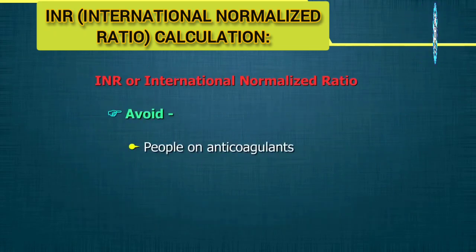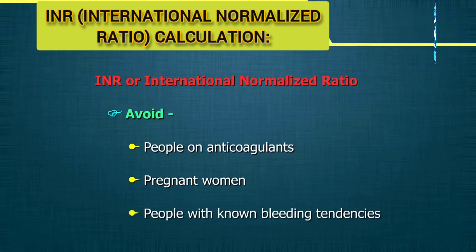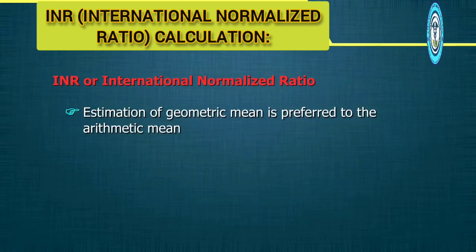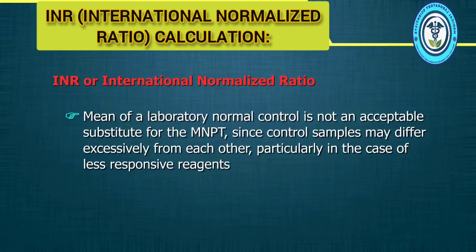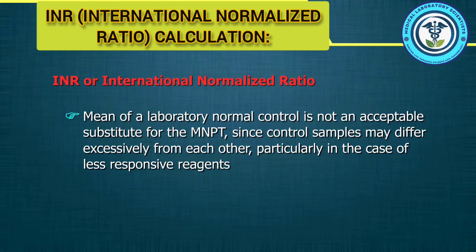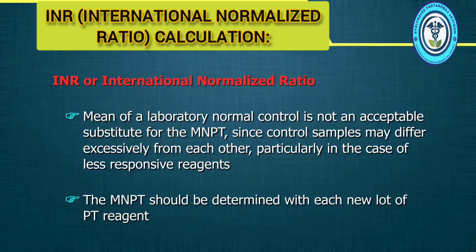People on anticoagulants, pregnant women, and people with known bleeding tendencies should be avoided. Estimation of a geometric mean is to be preferred to the arithmetic mean. MNPT samples must be fresh. The mean of a laboratory normal control is not an acceptable substitute for the MNPT, since control samples may differ excessively from each other, particularly in the case of less responsive reagents. The MNPT should be determined with each new lot of PT reagents.